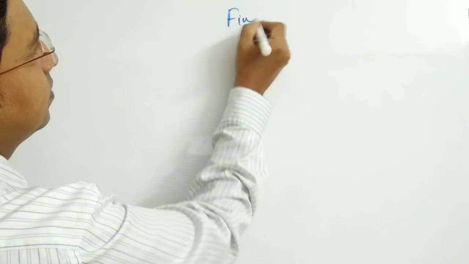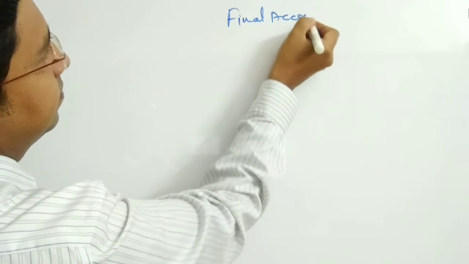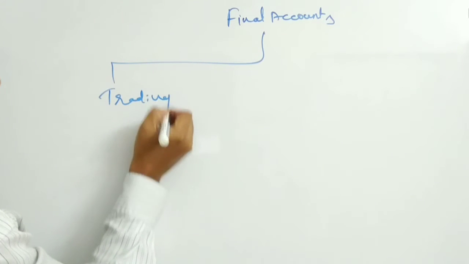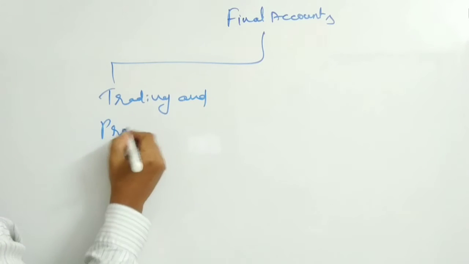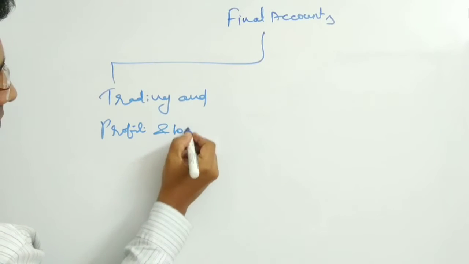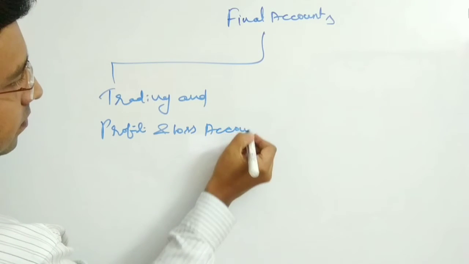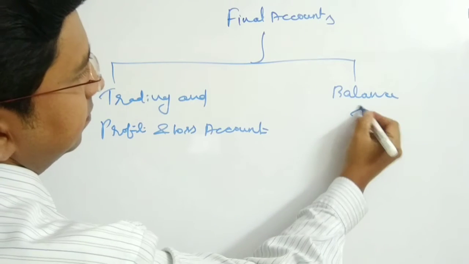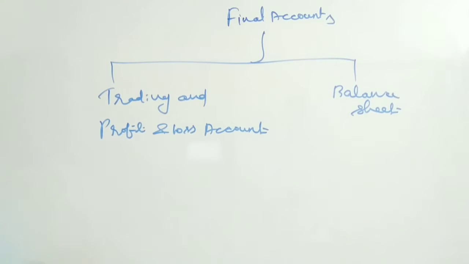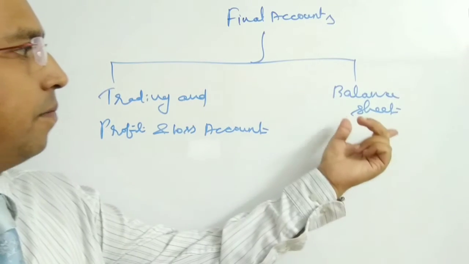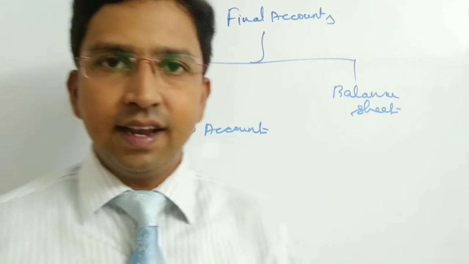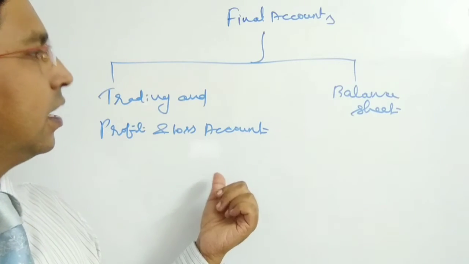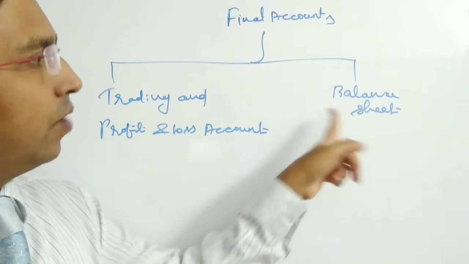Majorly, final accounts cover two parts. First one is the trading and profit and loss account. Then the second part is the balance sheet. So the trading and profit and loss account and the balance sheet are jointly known as final accounts. These two are accounts, and this is not an account, it is a statement.